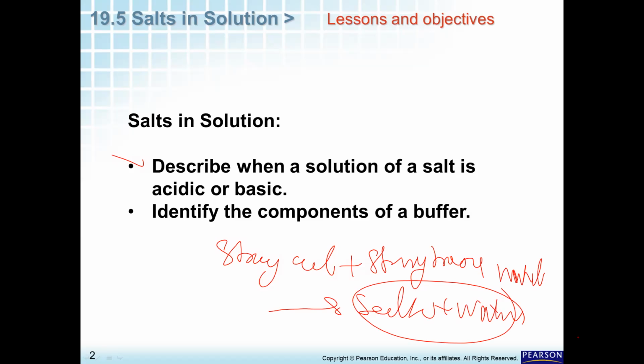Now, what we are going to do today is when we have a strong acid with a weak base or a strong base with a weak acid, is it going to be acidic or basic, and why? This is the first objective that we have to resolve. And the second part of the lecture is about the buffers. A buffer system is basically a solution whose pH will not be affected by adding small amounts of acids or bases.